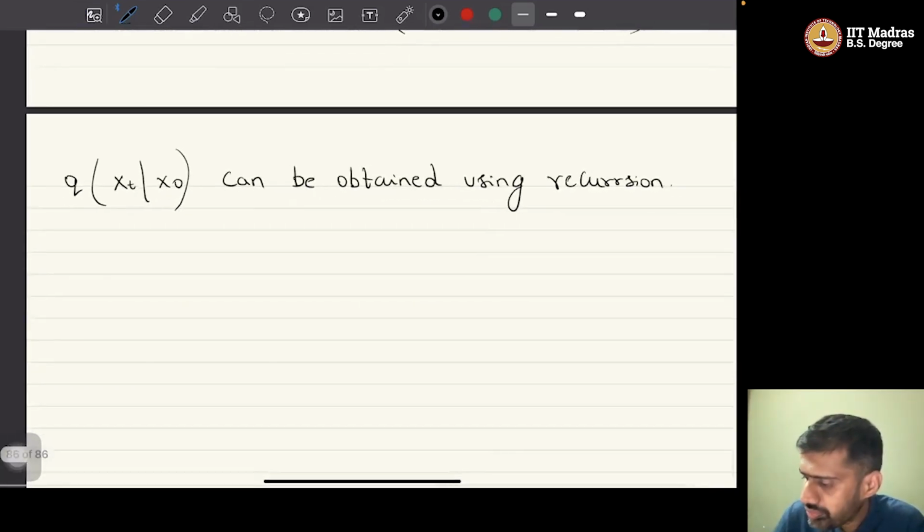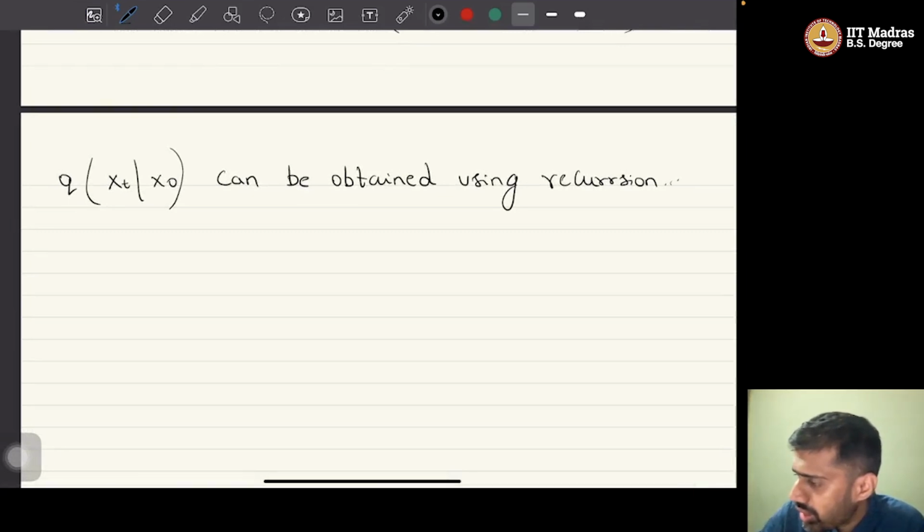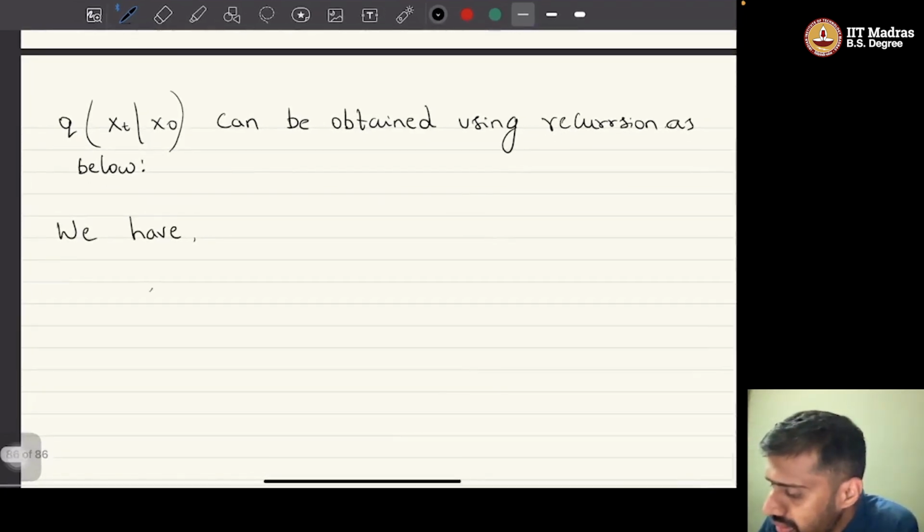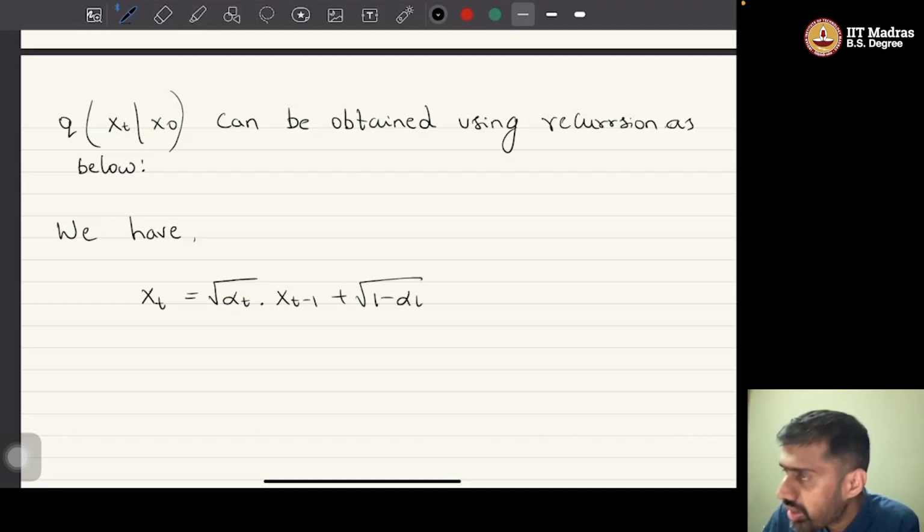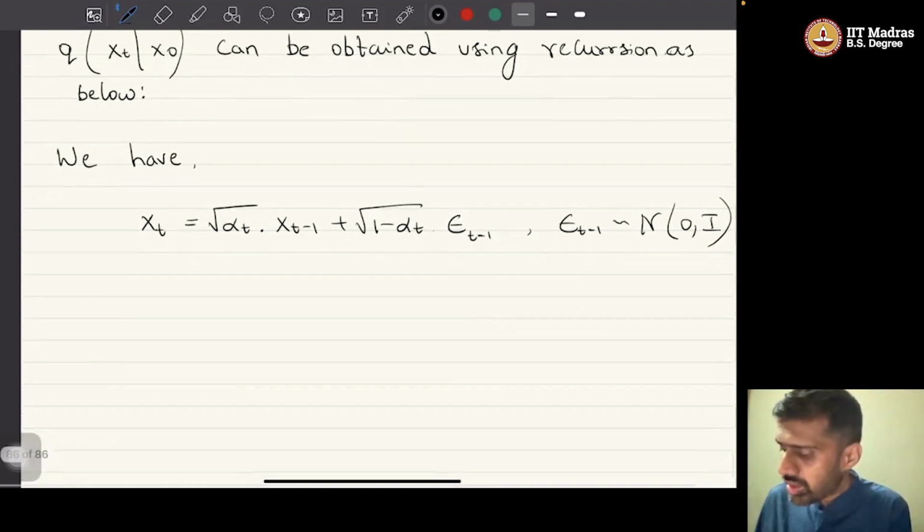So, we have as below, xt equal to root of alpha t times xt minus 1 plus root of 1 minus alpha t times, let us call this some epsilon t minus 1, where epsilon t minus 1 is again a dummy variable. It is simply a sample from normal 0 1. This is our definition of the forward process. This is how we have defined it and we know this. Okay. So, let us simply recurse over this.